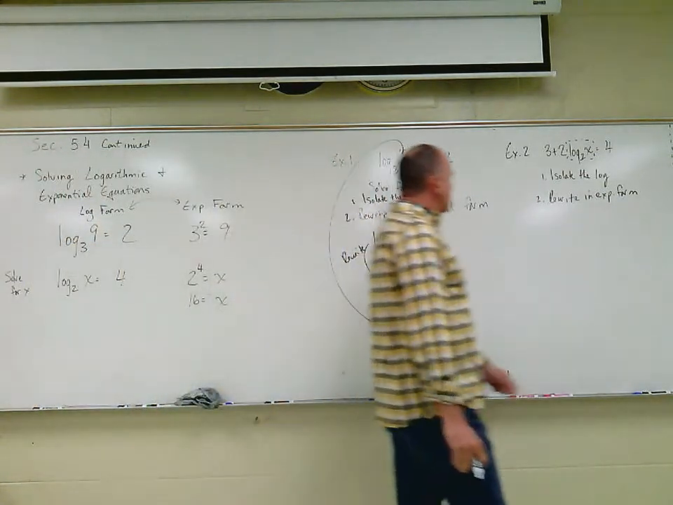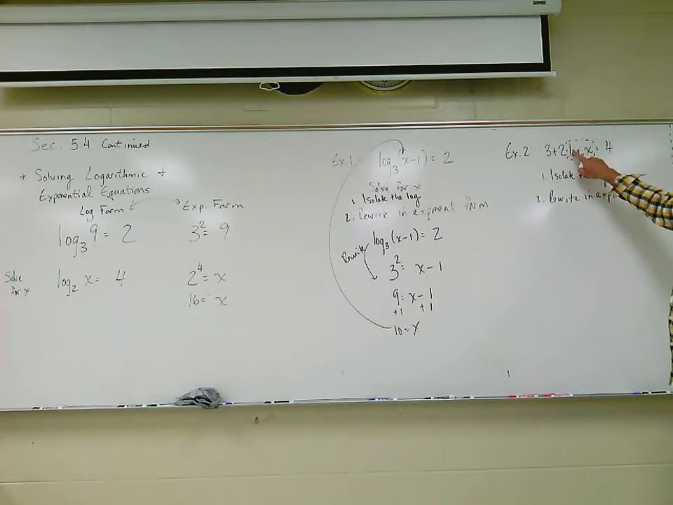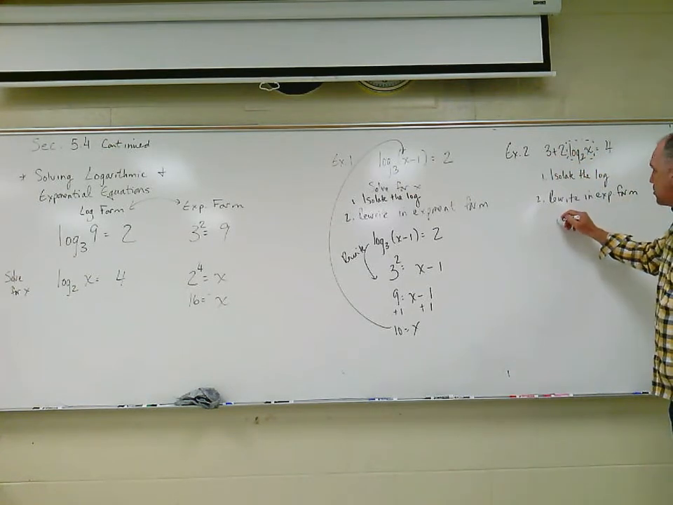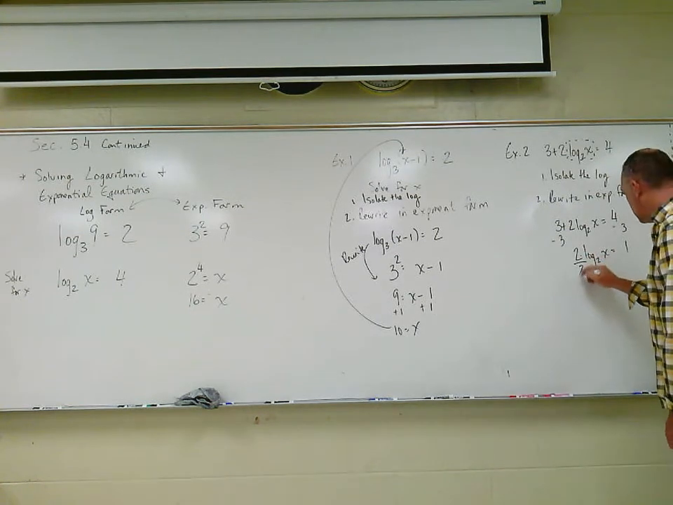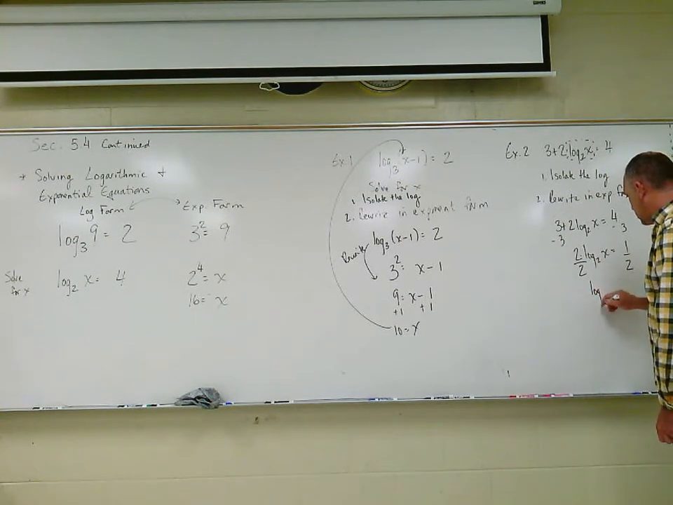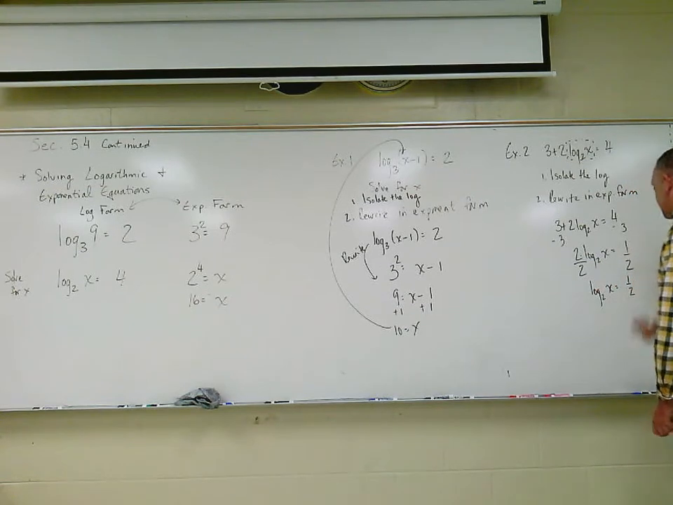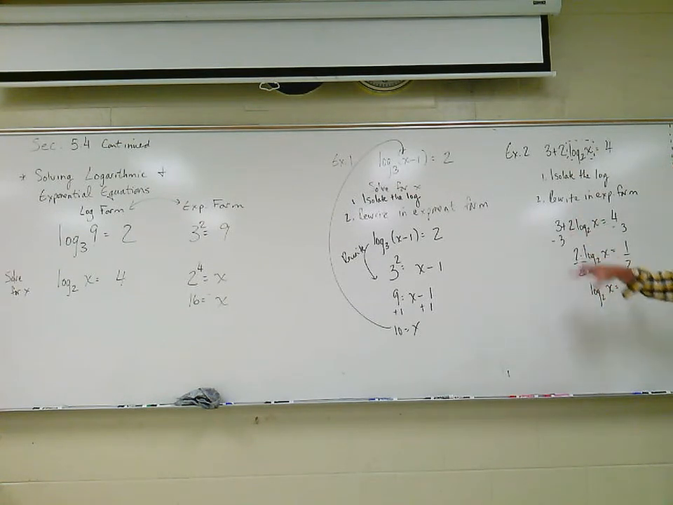So my first step, if I'm trying to isolate this, would be to subtract the 3. So I subtract 3, and we get a 1. Now the 2 in front of a log means 2 times, so I'm going to divide by 2. And I have log base 2 of x equal to 1/2. And there you go. So now I've completed step 1. The log is by itself. Now I'm going to rewrite.